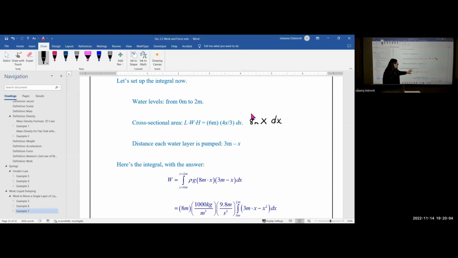Now we can set up the integral. So we integrate from 0 meters to the top layer of water, 2 meters, rho times g, rho times the area, there's our 8 meters x, and then the differential dx gives us volume times density, which is mass. Mass times gravity is force, and force exerted through a distance 3 meters minus x gives us the work done. So we'll go ahead and pause the video, work it out, and then turn it back on and we'll compare our results.